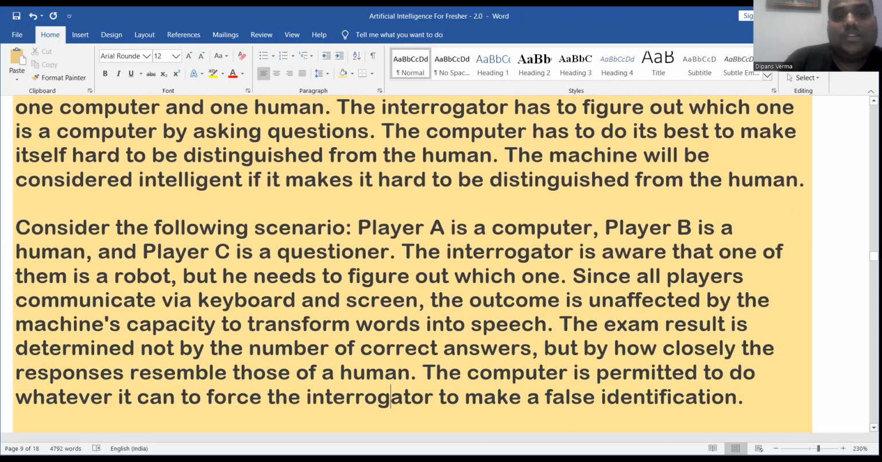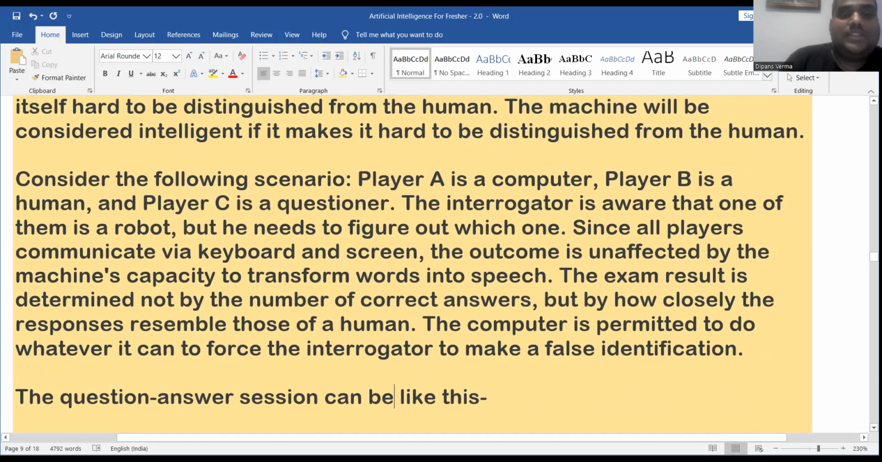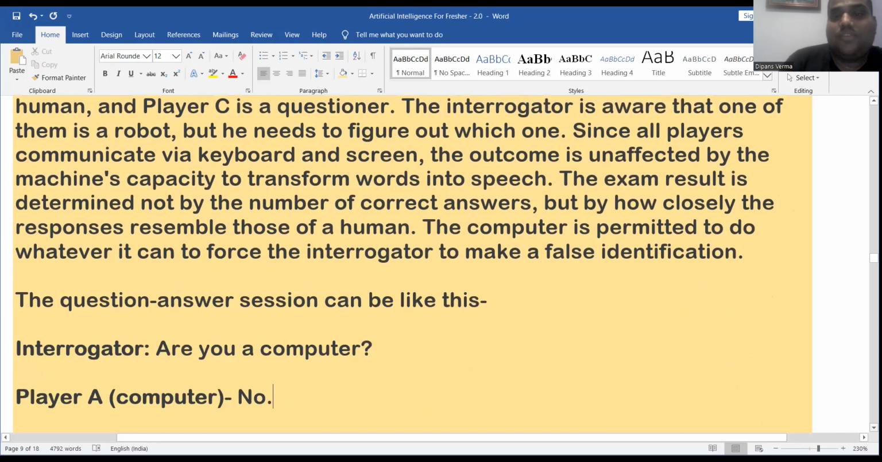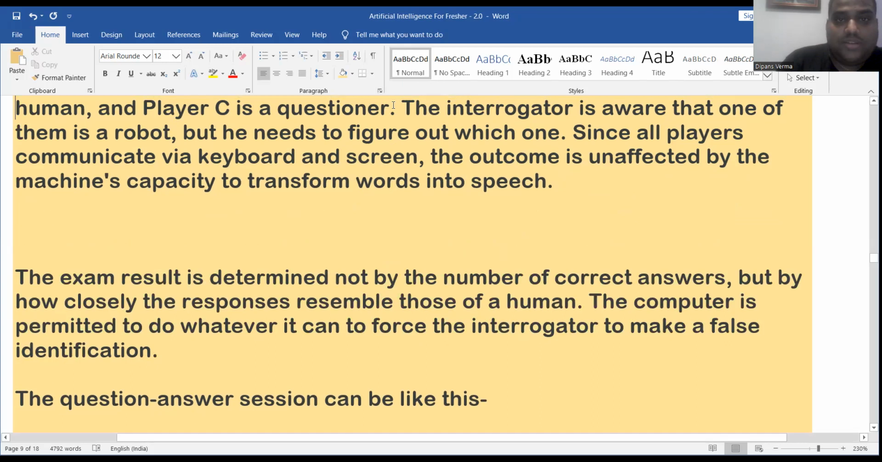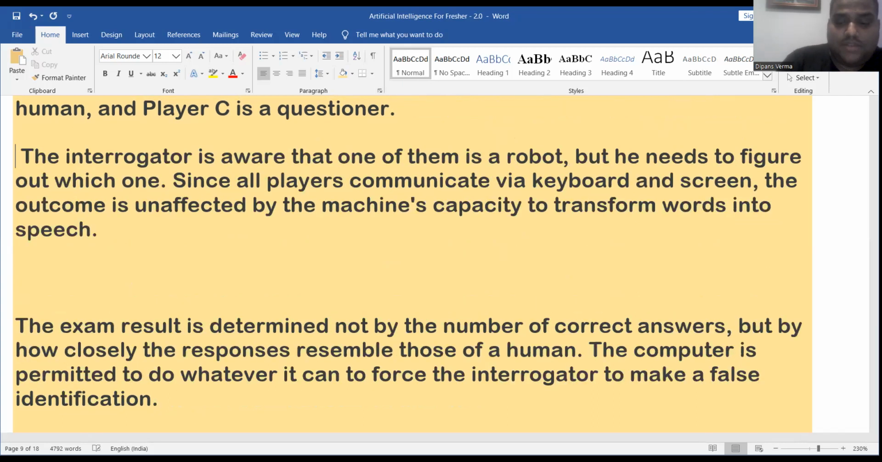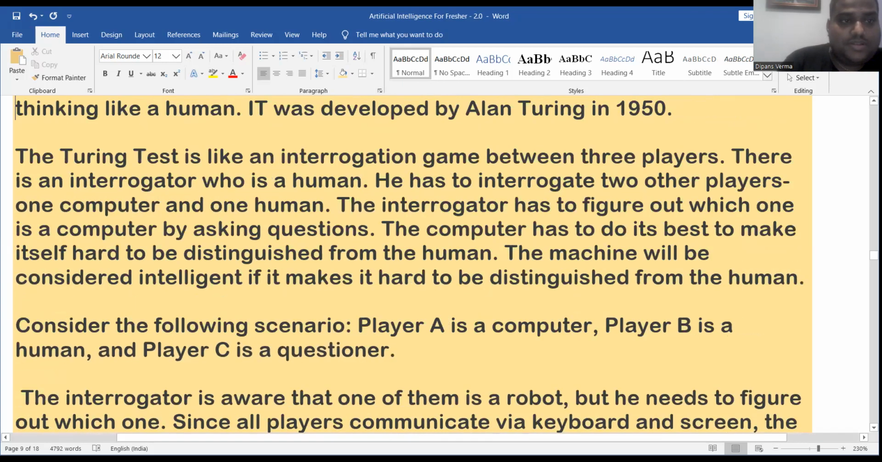Consider the following scenario. Player A is a computer, player B is a human, and player C is the questioner. The interrogator is aware that one of them is a robot, but he needs to figure out which one. All the players communicate with a keyboard and screen, so the outcome is unaffected by the machine's capacity to convert words to speech. I hope everybody is clear till here. So these are the three points that I believe are very important about this.